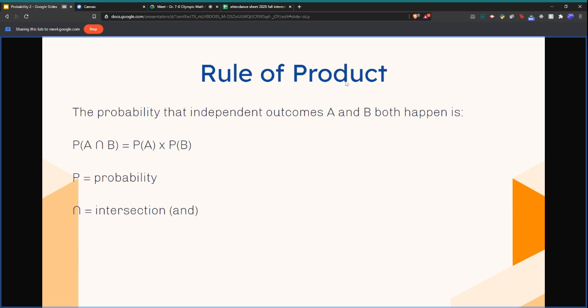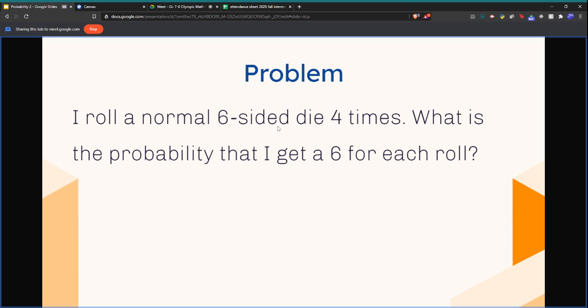Yeah, we're gonna go over a sample problem that uses this. So here we go. I roll a normal 6-sided die 4 times. What's the probability that I get a 6 for each roll? So it should be fairly straightforward. And if you have an answer, just type in the chat or shout out.